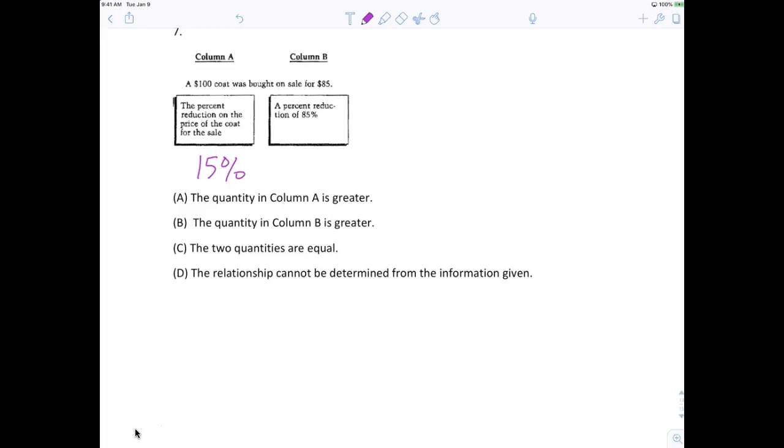Because if you start at 100 and you subtract 15, you just subtracted 15%. Now, if I reduce something by 85%, what's left? 15%. So what's the answer? They're equal. So the correct answer was what? C. All right, I thought that was kind of tricky.